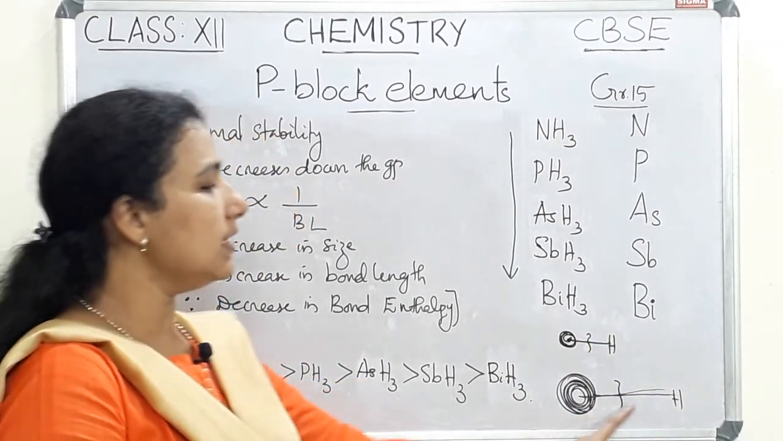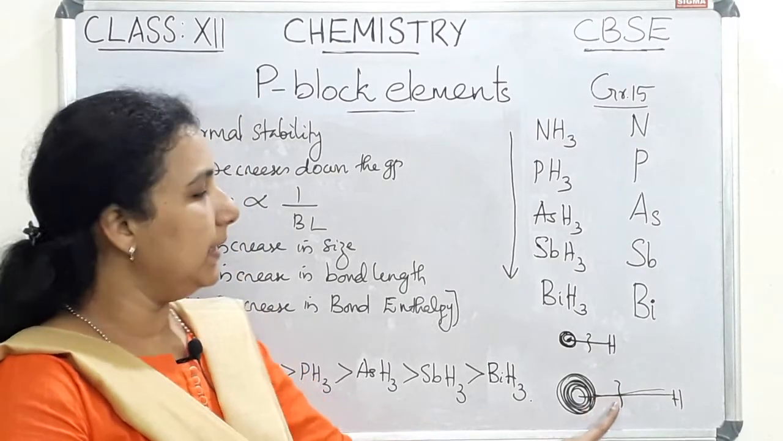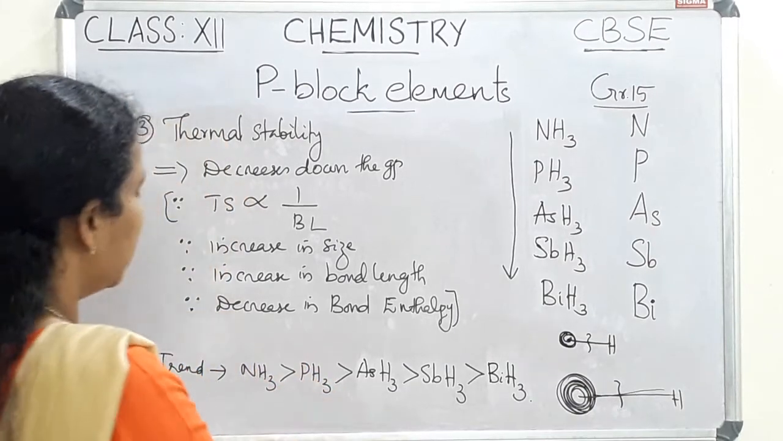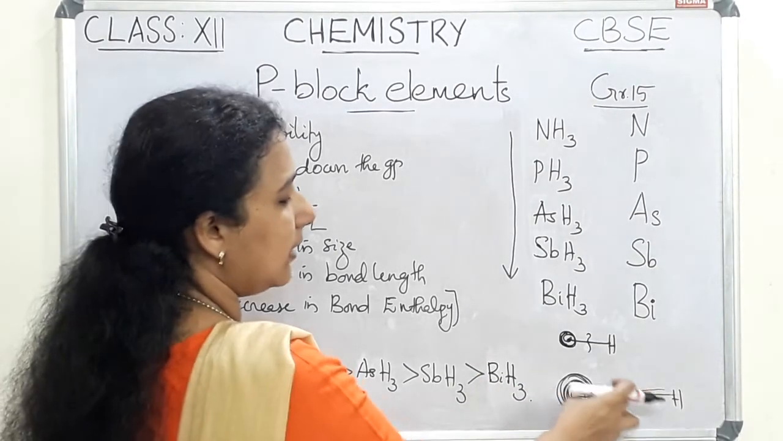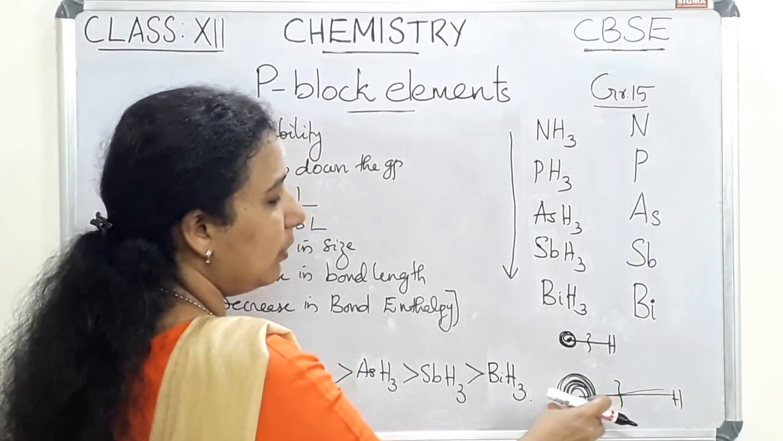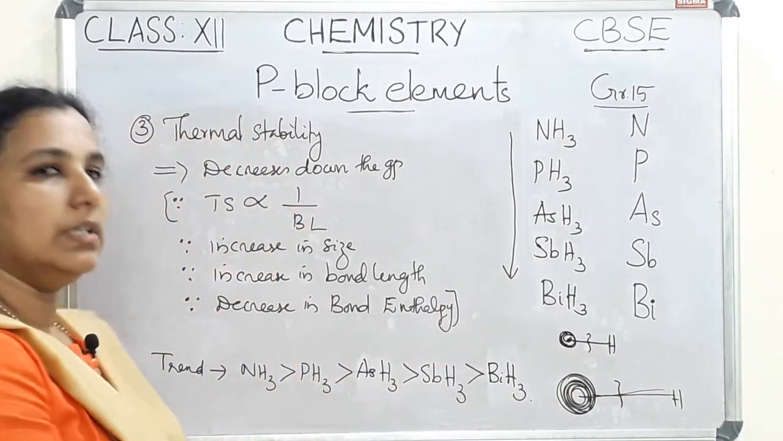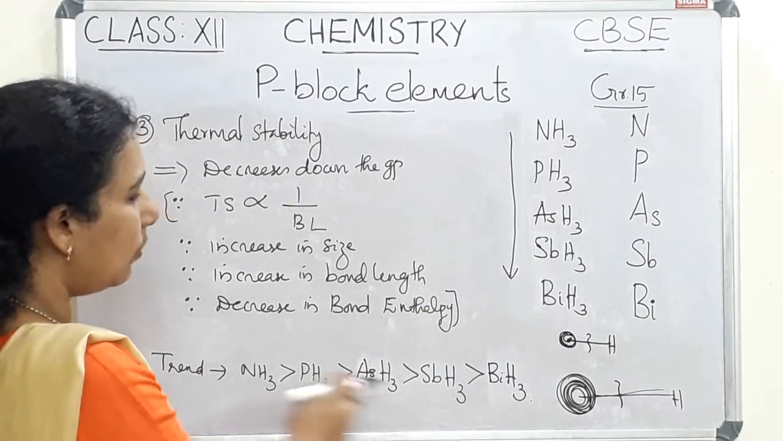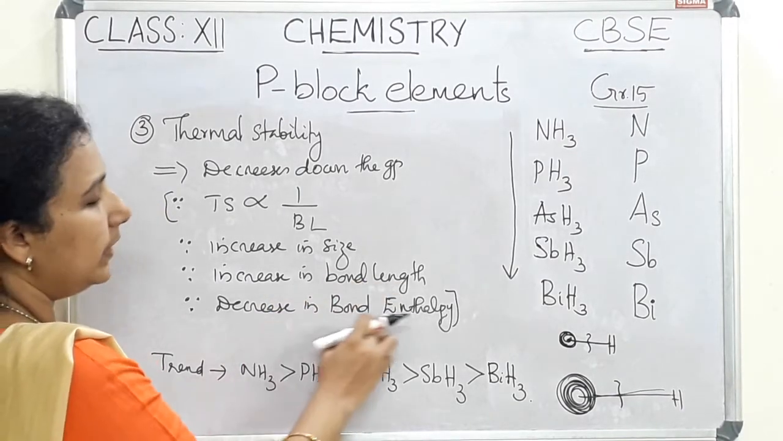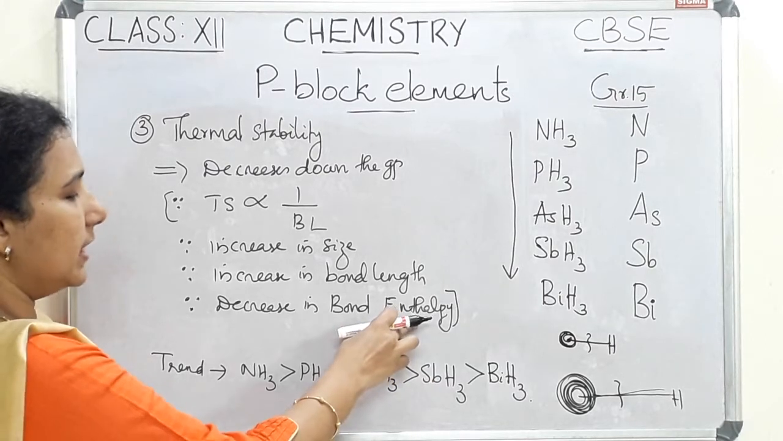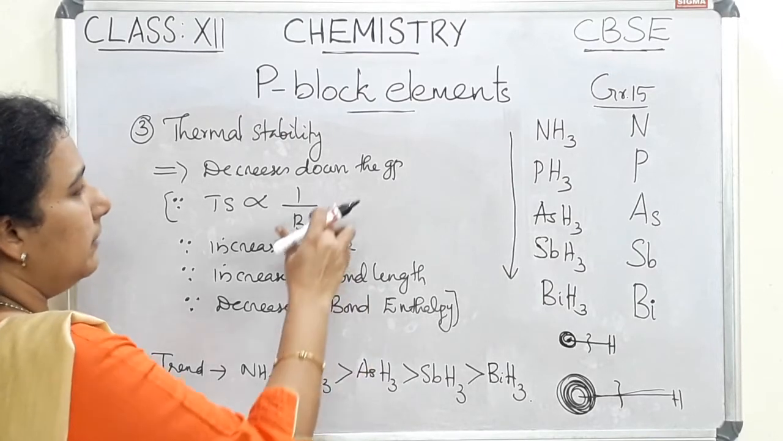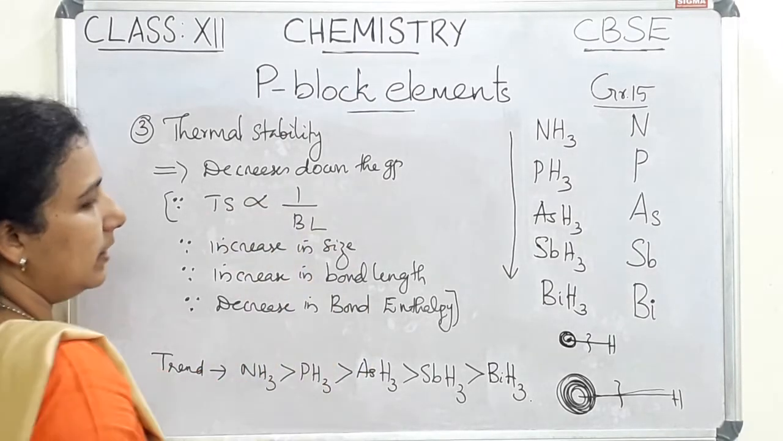So when the bond length is more, the thermal stability will be less. When the bond length increases, the thermal stability will be very low. The reason thermal stability decreases is that the bond enthalpy decreases; the energy to be given to break the bond decreases. So with an increase in bond length, the bond dissociation enthalpy decreases. If the bond dissociation enthalpy decreases, it is thermally unstable. So it decreases down the group.